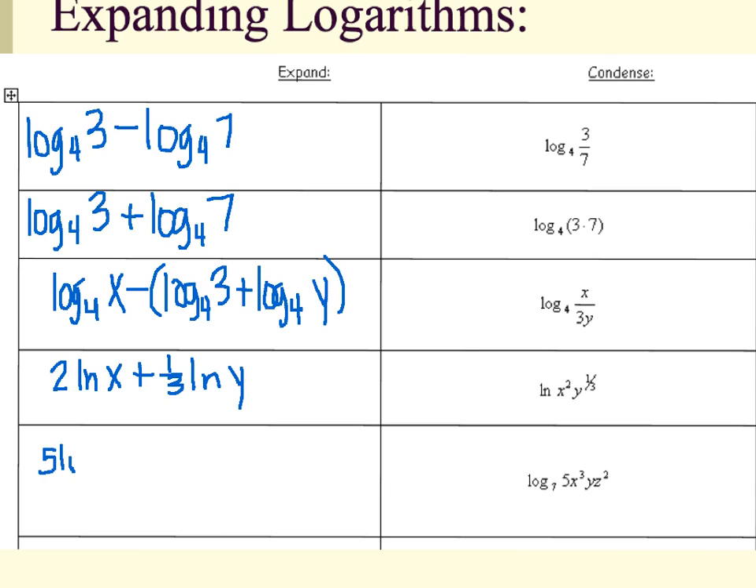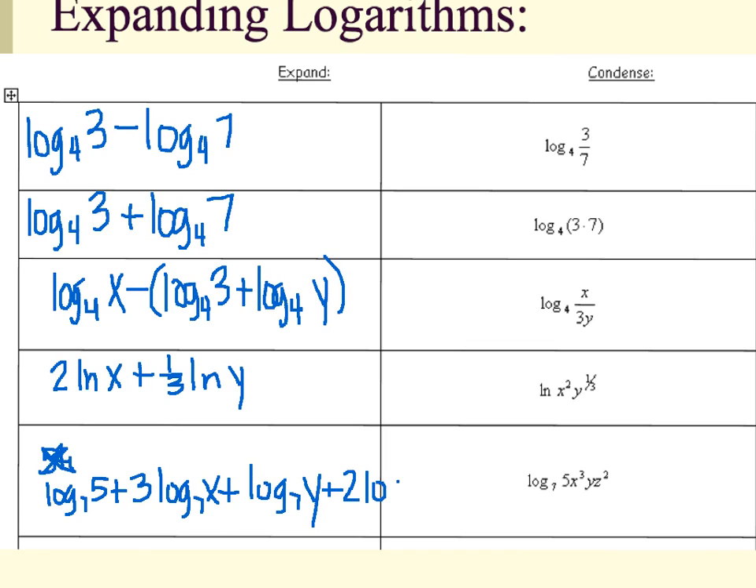I'm sorry, I messed that one up there. We're going to start with log base 7 of 5 plus this x has a 3rd power, so that 3 should come out to the front. So 3 times log base 7 of x plus log base 7 of y. And then again, this z has a squared, so that squared has to come out to the front. So plus 2 times log base 7 of z.